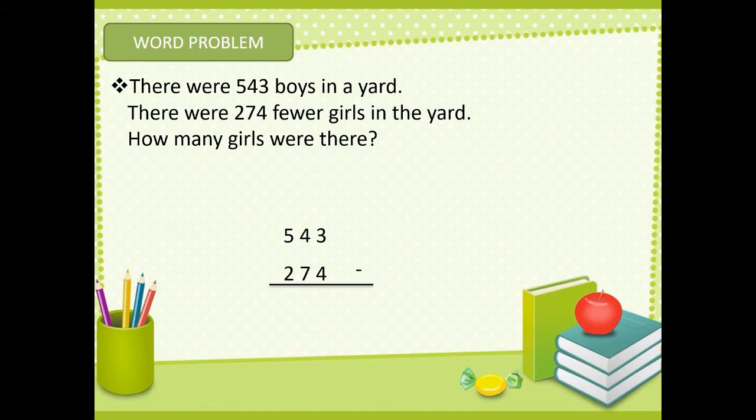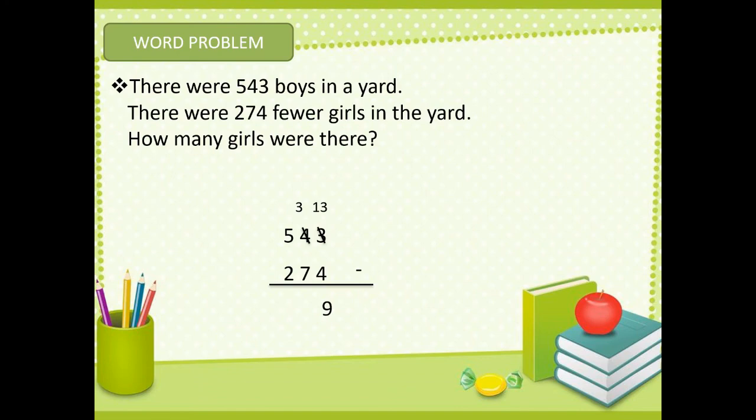We cannot subtract 4 ones from 3 ones. So we regroup 1 tens into 10 ones. Now we have 3 tens and 13 ones. Now we can subtract the ones. 13 ones minus 4 is 9.